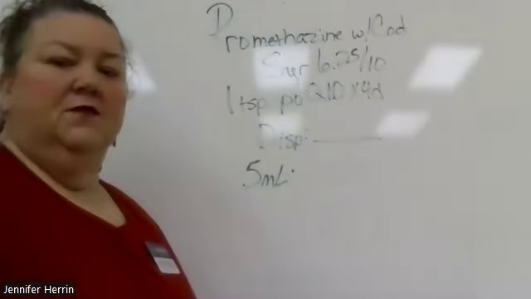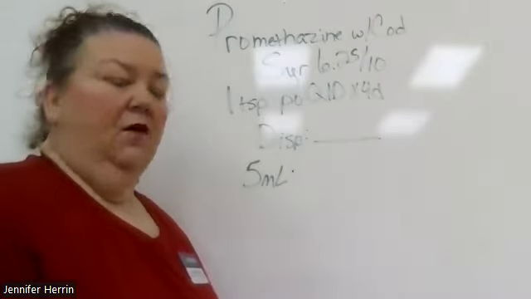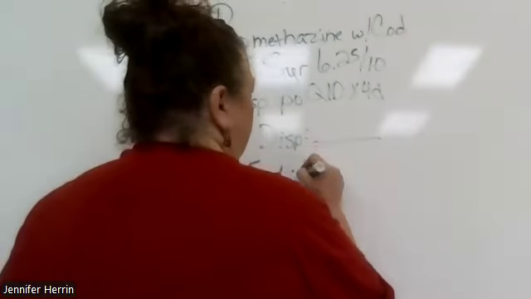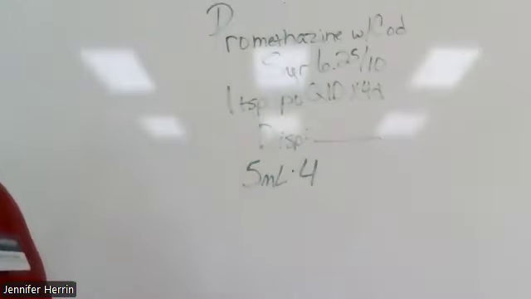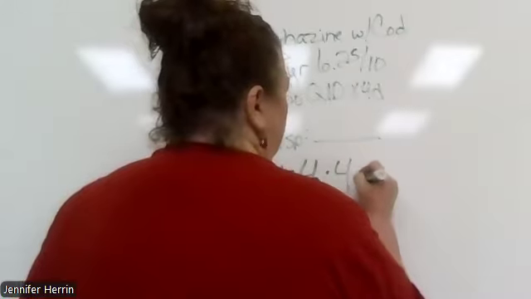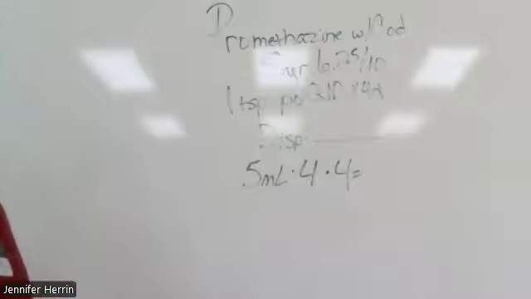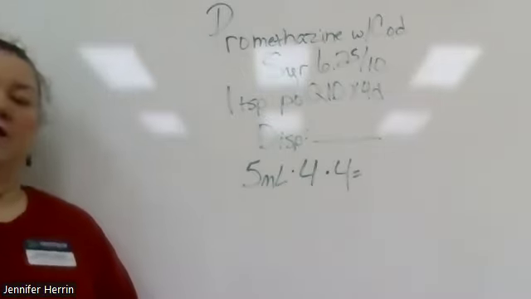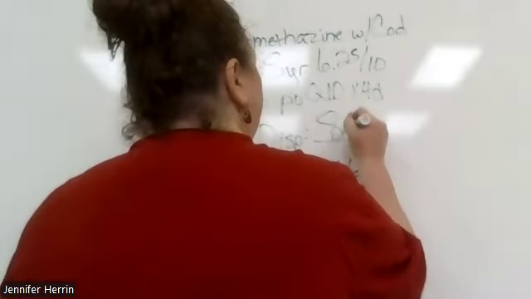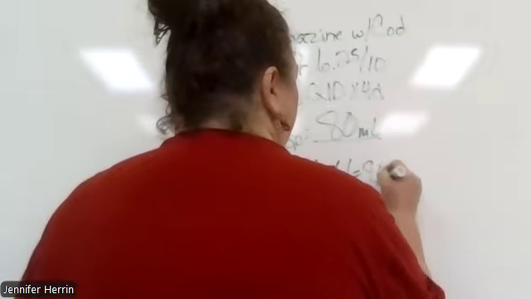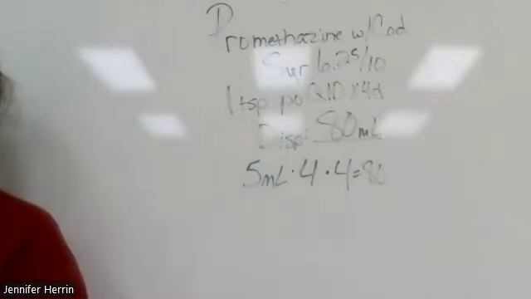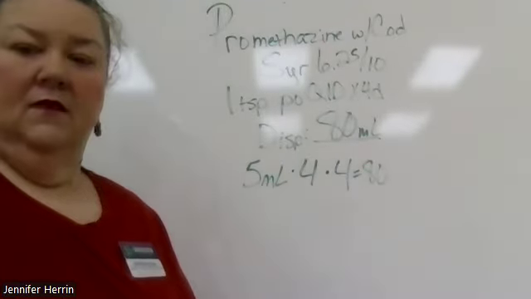What is the frequency on this order? How often is this dose taken? QID, 4 times a day, correct? And then lastly, the duration here is times 4 days. So our equation would set up like so. 5 times 4 is 20. 20 times 4 is 80. So we need 80 milliliters to satisfy that prescription order. Let's look at another.